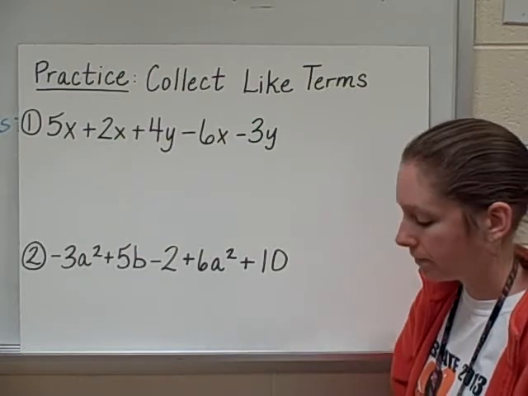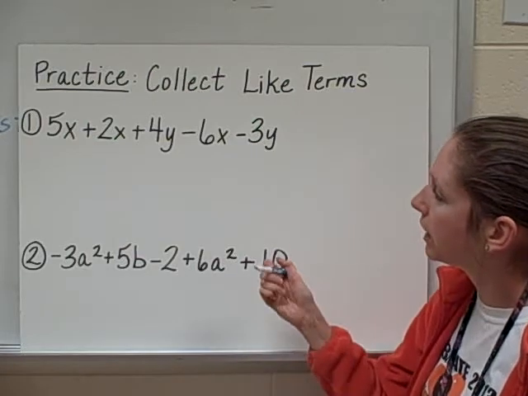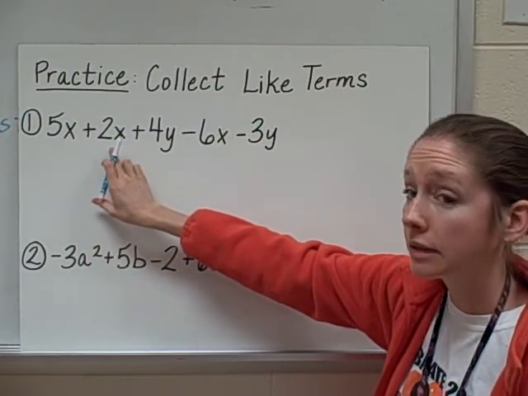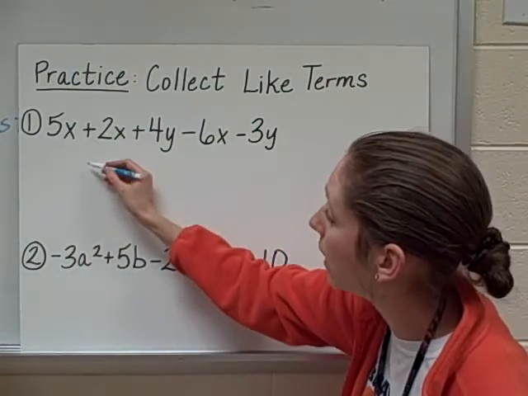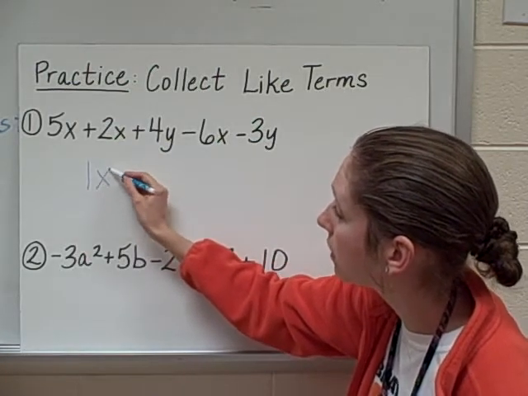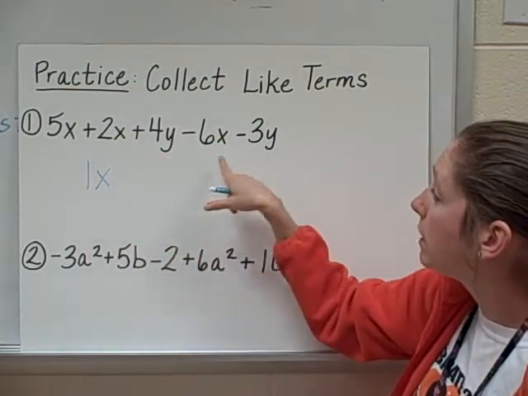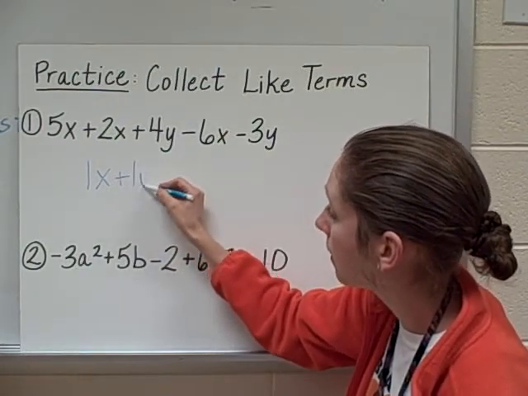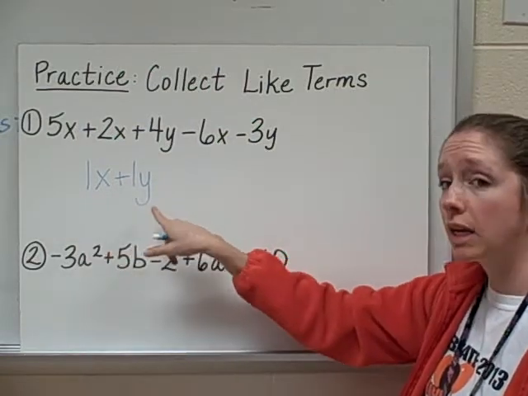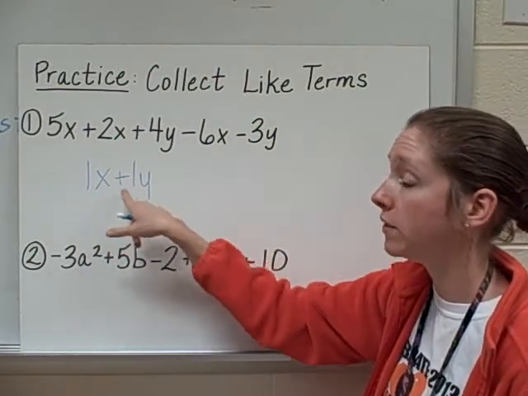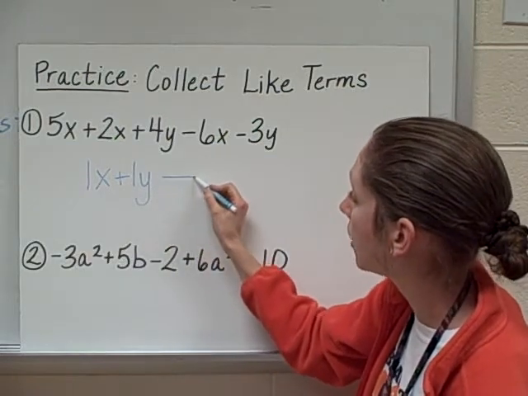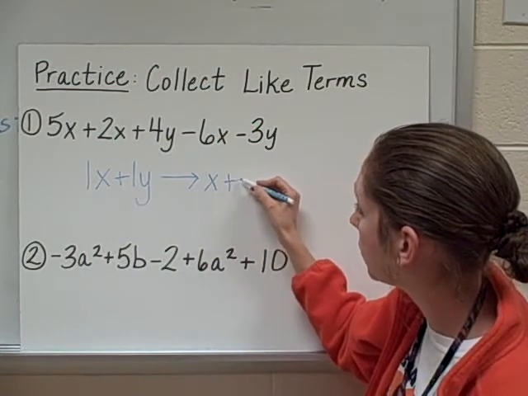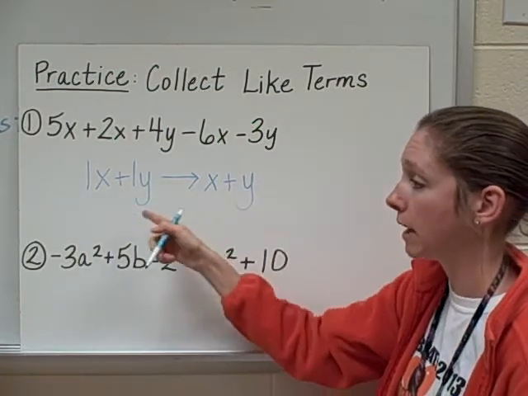Okay, answer for number 1. I'm going to talk through it and write your answer. So I'm going to combine my x's. 5x plus 2x is 7x, minus 6x is 1x. Plus 4y minus 3y is 1y. Most of the time you're not going to see it like that though, guys. Remember, these ones are there invisibly, even if they don't write them. So our final answer that you're probably going to see is just x plus y. These two mean the same thing.